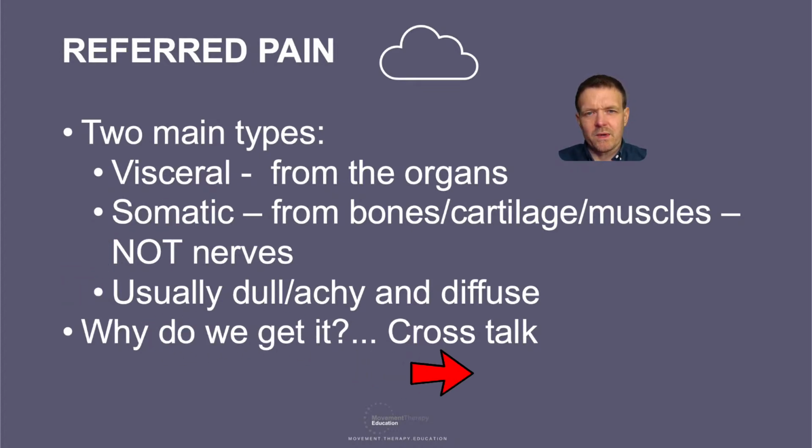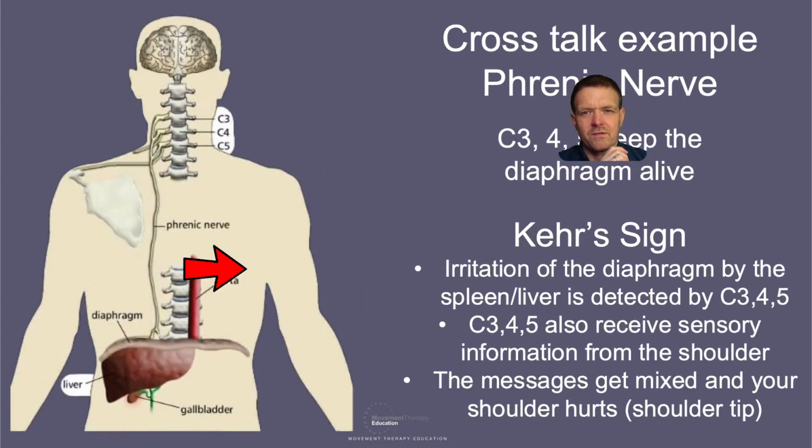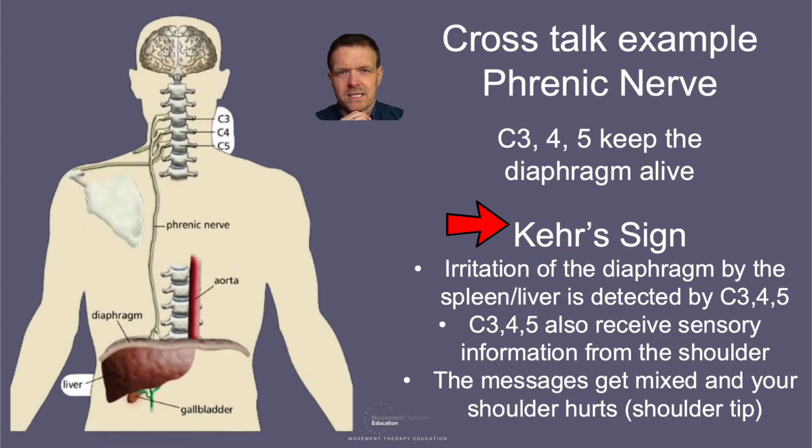And why do we get it? We get it because of crosstalk at the point where the sensory information for that particular area comes into the spinal cord. There is a shared nerve route for that information, the messages get crossed, and the brain interprets the information as coming from somewhere else in the body. For example, we have this one, which we talked about last week. This is a classic one called Kehr's sign, a crosstalk example of the phrenic nerve. The phrenic nerve comes from C3, 4, 5. C3, 4, 5, keep the diaphragm alive.